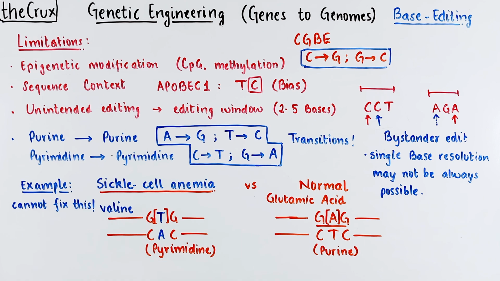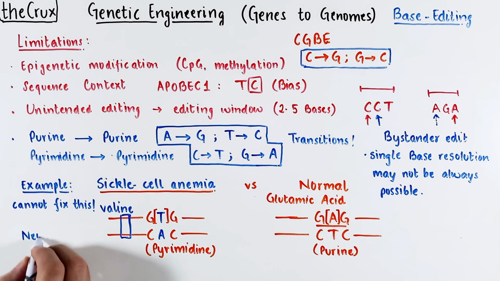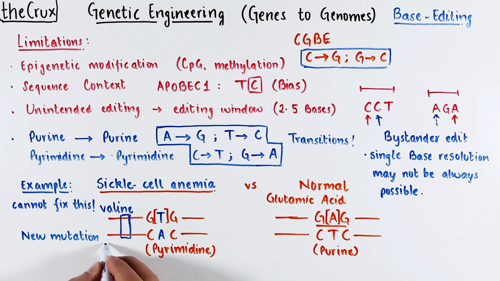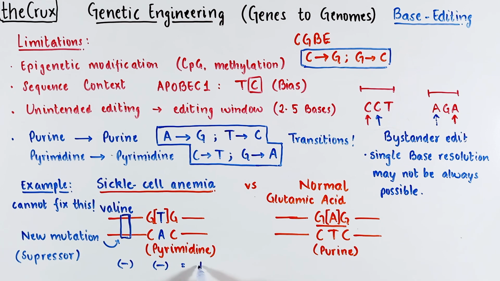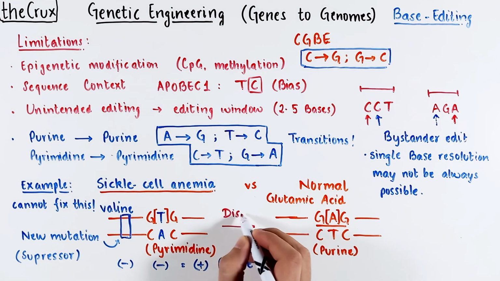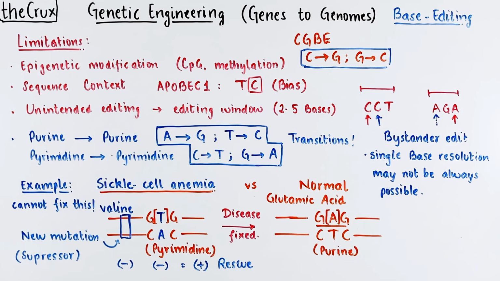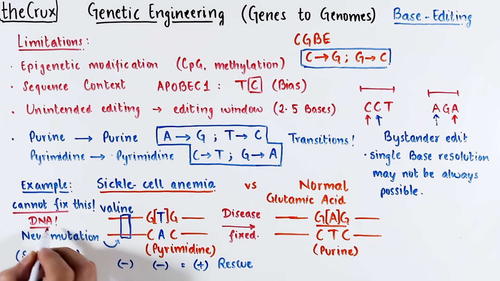Instead, you can potentially install a new base edit and mutate somewhere else in the hemoglobin gene or its regulatory regions in such a way that a new mutation counteracts the original mutation. This would be either a compensatory or perhaps a suppressor mutation, where the hope is that two negatives come together to rescue the original defect. It fixes the diseased state, but it does not necessarily fix the original mutation in the DNA.